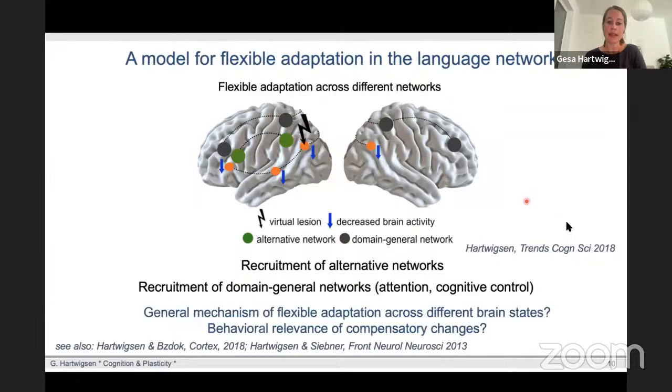Now, two questions that remain unsolved so far and that I'm very interested in is if such flexible adaptation is a general mechanism that occurs across different brain states. So do we see similar mechanisms that we here infer from non-invasive brain stimulation also under other challenging conditions, such as the aging brain and brain lesions? And finally, and most importantly, what is the behavioral relevance of such compensatory changes? Is it just a shift in the balance that we nicely met with fMRI that has no consequences, or is it relevant? And I already see a first question, which is great.